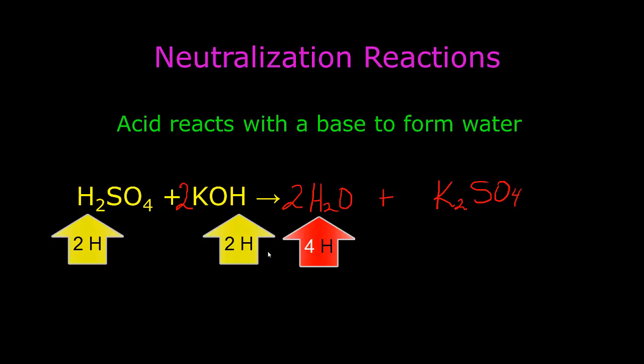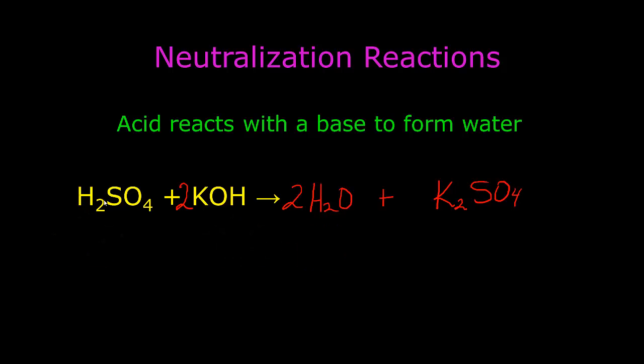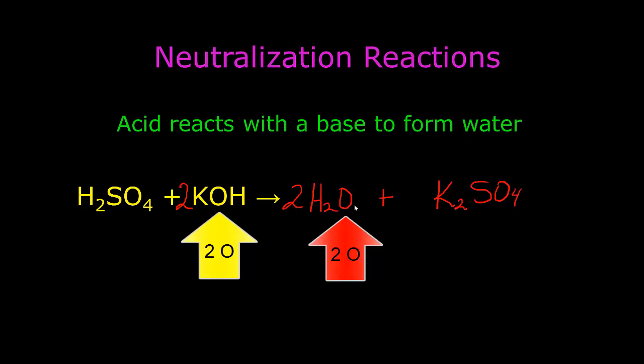Now we're going to balance our oxygens. We are not going to take into account the SO4 because we kept it as an SO4 over here. So let's look at these oxygens over here. We have 2 oxygens right here. 2 times 1 is 2. And then we have 2 oxygens right here. 2 times 1 is 2. So we are now balanced.